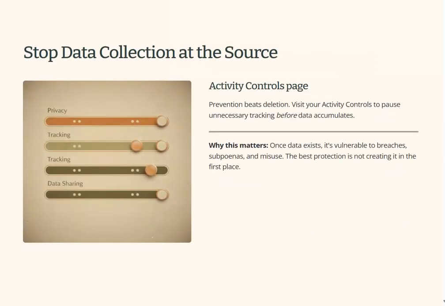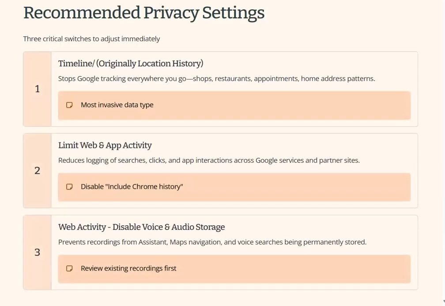Okay, so deleting data is reactive. Stopping it being logged in the first place is more effective, obviously. So you can find switches all across there. Pausing these doesn't break Google. It might change some of the app behavior. Timeline is the one I would turn off. It's the creepiest one. It might be called Location History on some devices if it's a bit older.